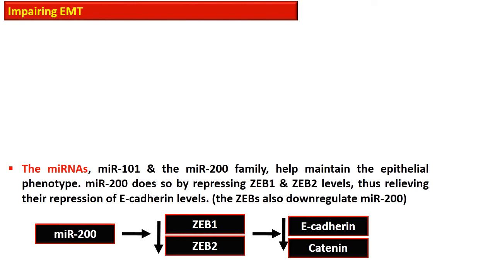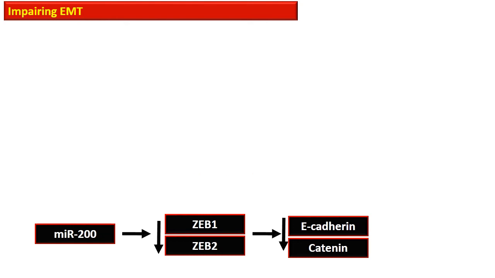The microRNAs are also responsible for the impairment of the epithelial to mesenchymal transition. One is the microRNA 101 and the microRNA 200 family. They help to maintain the epithelial phenotype. MicroRNAs repress ZEB1 and ZEB2 levels, thus they relieve their repression of E-cadherin level. The ZEB is also down-regulated by microRNA 200.